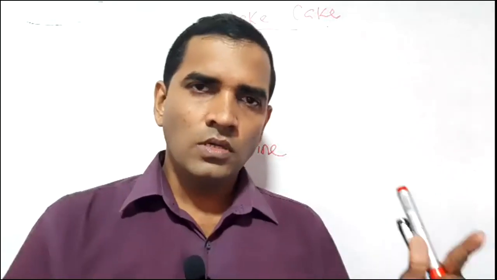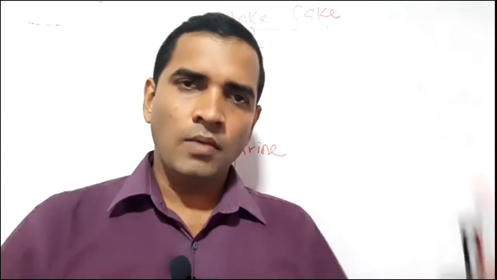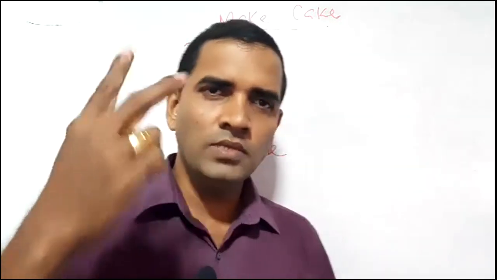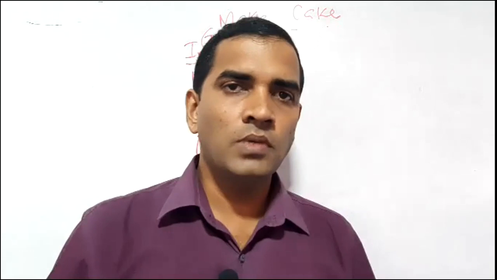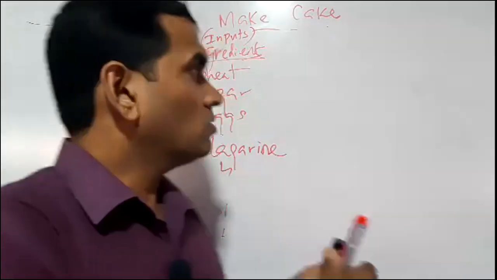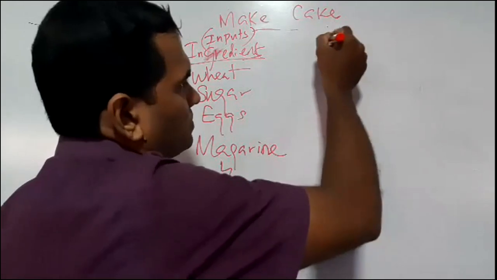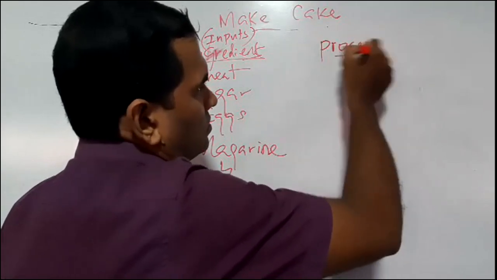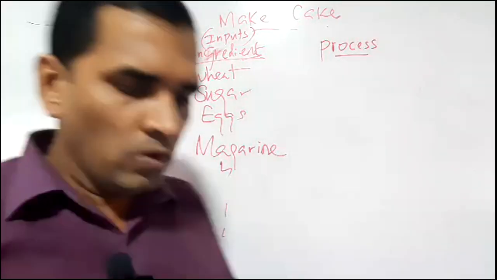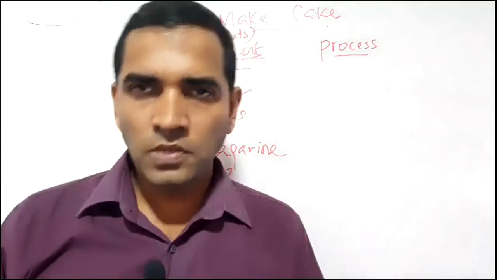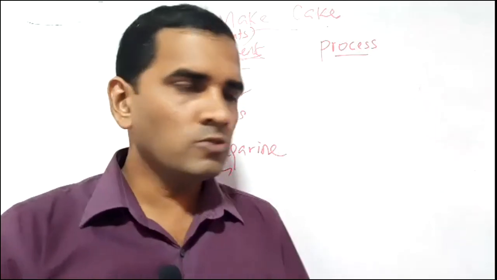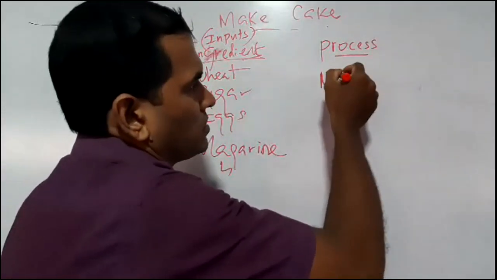Now I have these ingredients. So what is the next step? Now I need to process them. There may be more than one process. I'm not going to take all the processes, but let me take two major processes which can be performed in making cakes. So let me take the second column as process. We all know that these things must be mixed. We have to mix them well. So mixing is one of the processes.